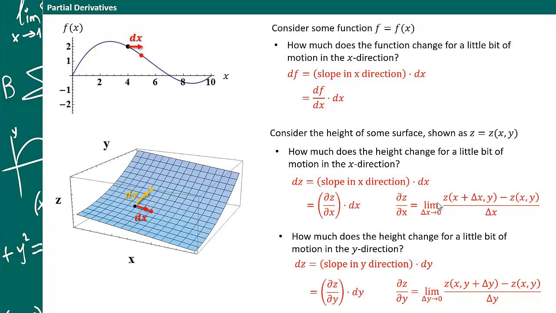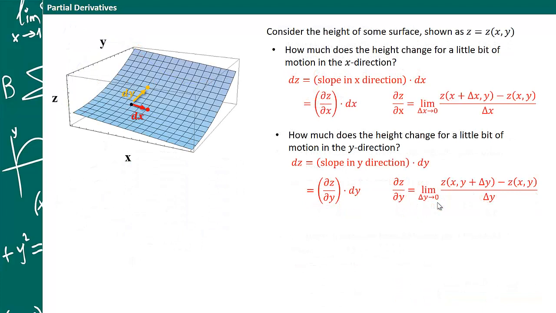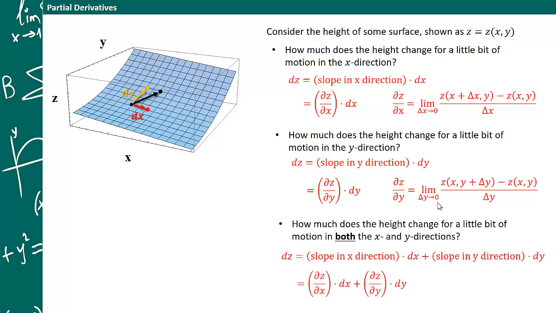Okay, but what if I wanted to move in both directions at the same time? Well, I can move in both directions at the same time if I include the little bit of height I gain in both directions separately. And so the little bit of height change that I get in z, dz in this case, is the slope in the x direction times dx, plus the slope in the y direction times dy. Those are separately the height that I gain in the x and the y directions. Or I could write that as partial z partial x times dx plus partial z partial y times dy.